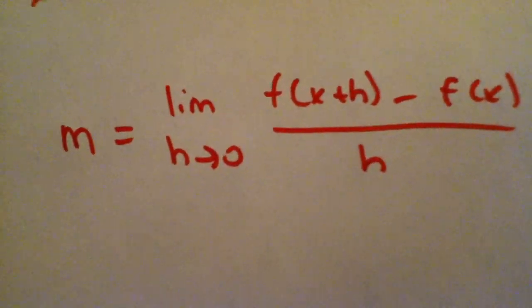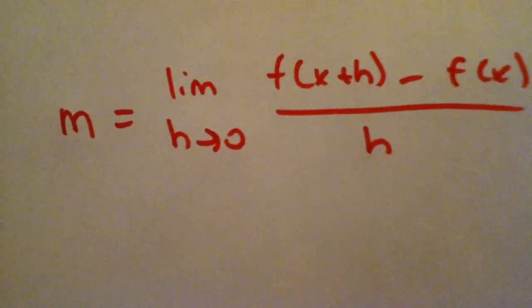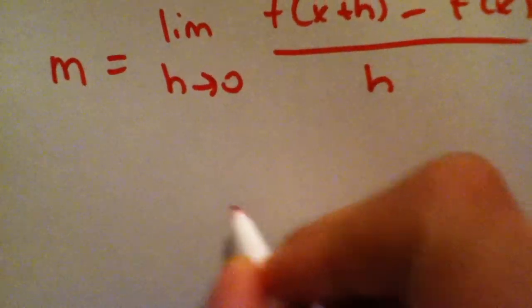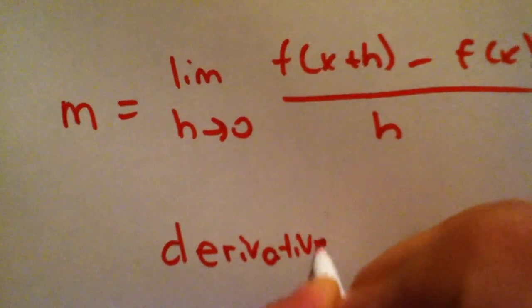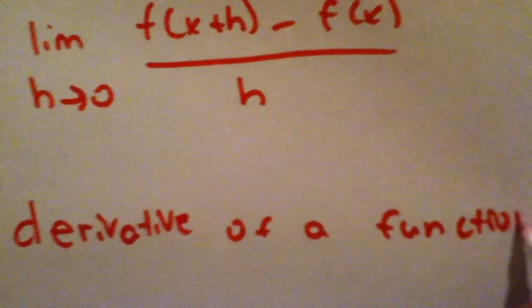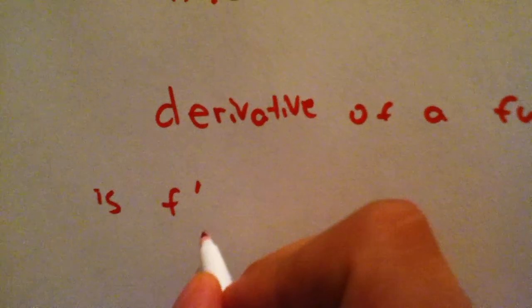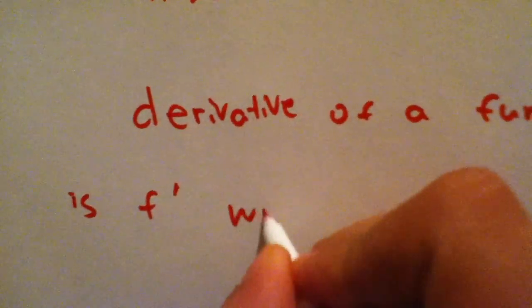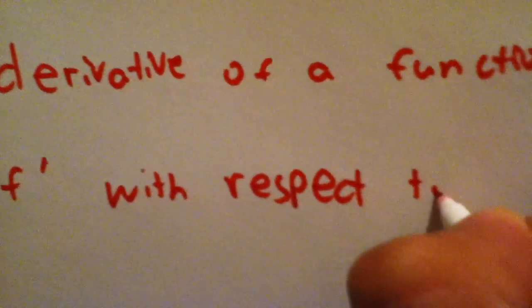Now, a derivative of a function with respect to x is f prime with respect to x. So let's just write that out in terms of notation. Derivative of a function f is f prime, that's the f prime notation, with respect to x.